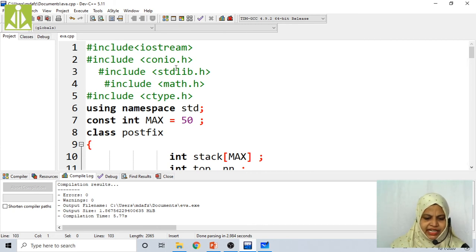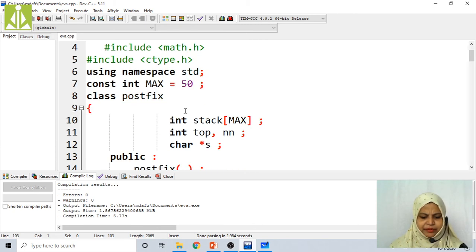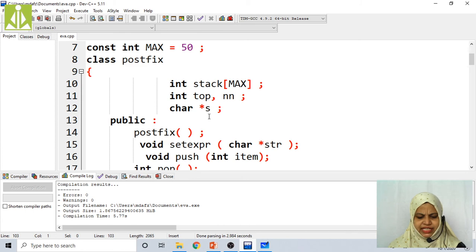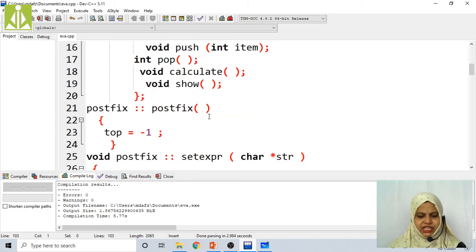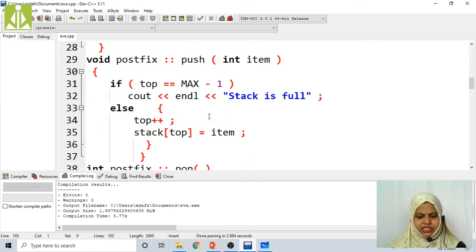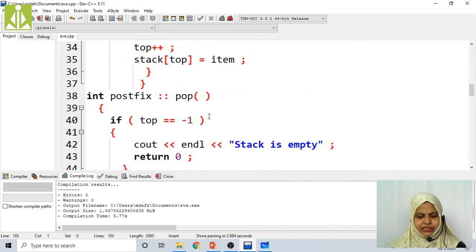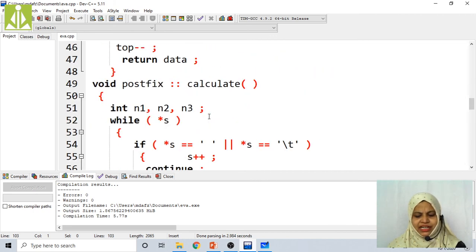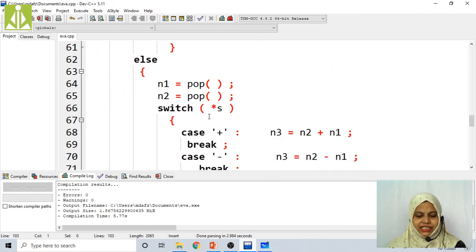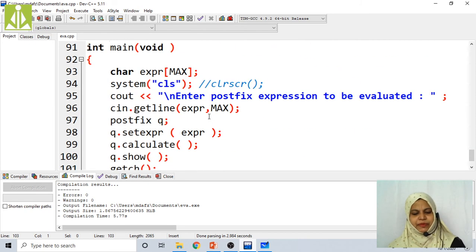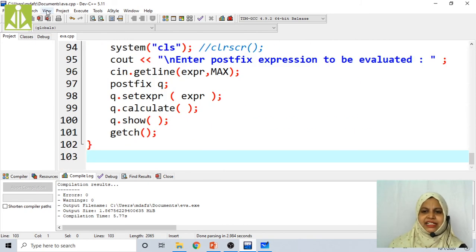Same thing is here: hash include, std, max 50, stack s, postfix expression show. I just copied all those things and executed this, right? This is the evaluation of a postfix expression. In the next class I am going to explain how you convert an infix expression to a prefix expression or an infix expression to a postfix expression, right?